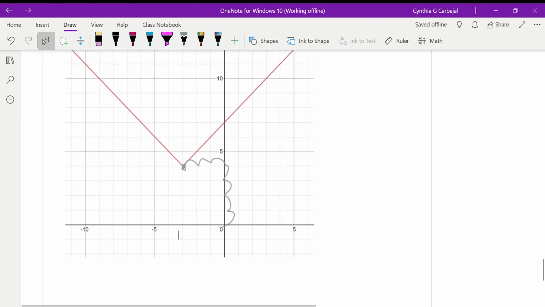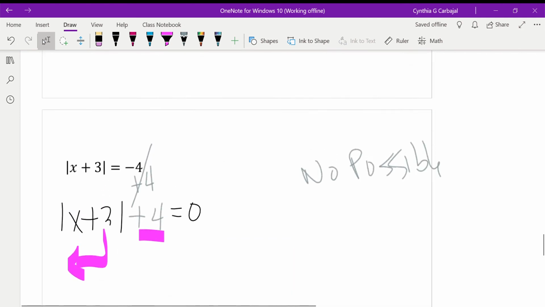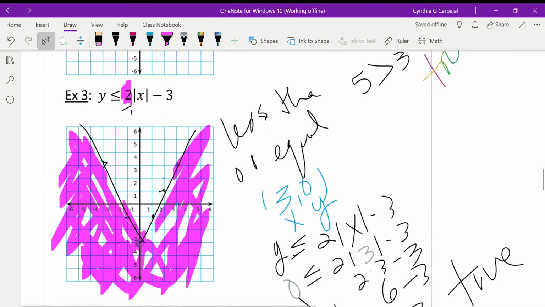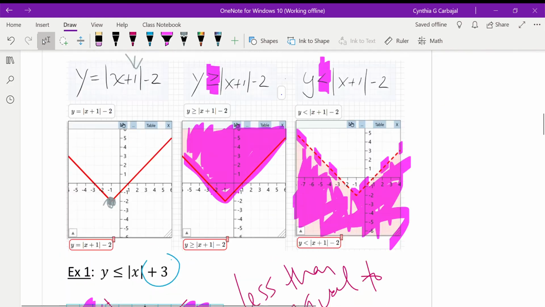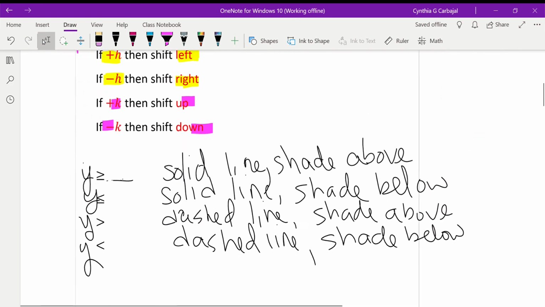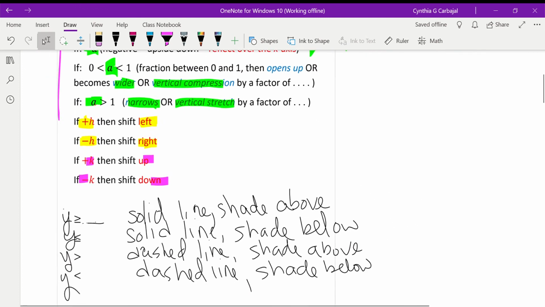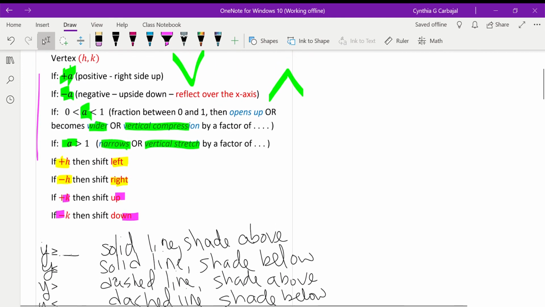Alright, and that is it. Those are all our examples. For your assignment, you definitely want to look at these first examples. And this first page here is your best friend. So make sure you have your notes out, and please look at them while you're doing your assignment.